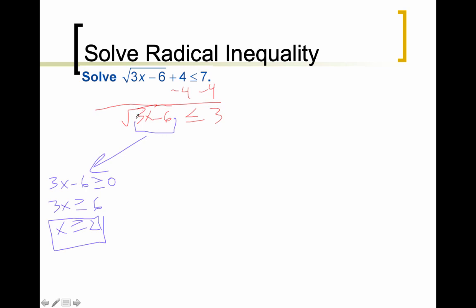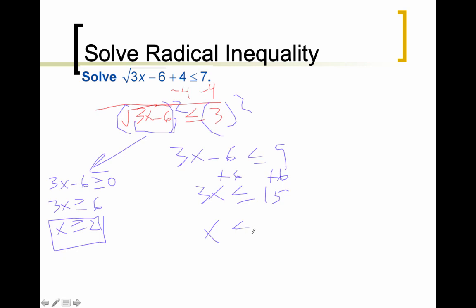And then I go up here, and I square both sides, and I solve the rest of it the normal way. 3x minus 6 is less than or equal to 9. 3x is less than or equal to 15. And x is less than or equal to 5.